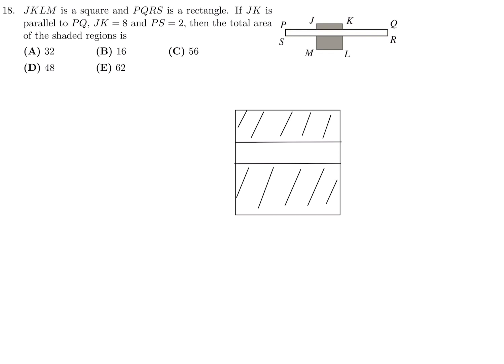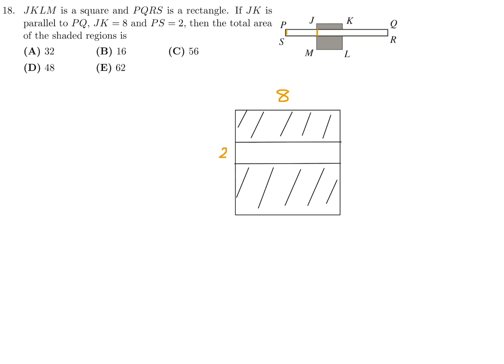They told me that JK is 8, so that doesn't change. But this part is no longer 8. It was 8, but now we've got to cut out this part. So that part they're saying, which is PS, right here, is 2. So this is 2, but this is 2 also.